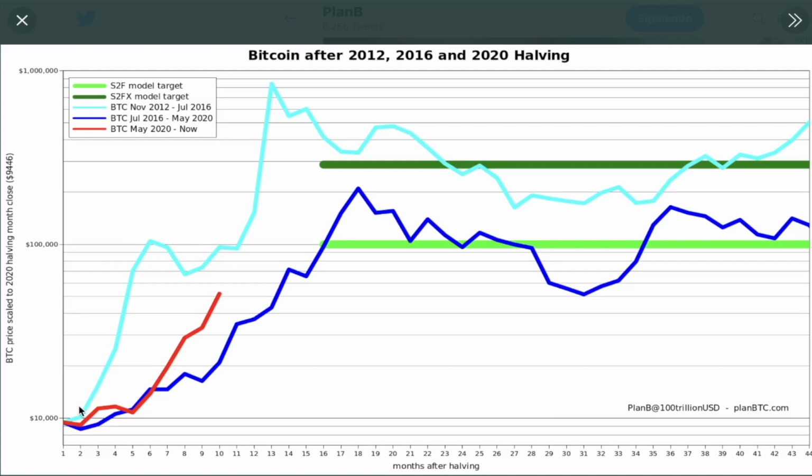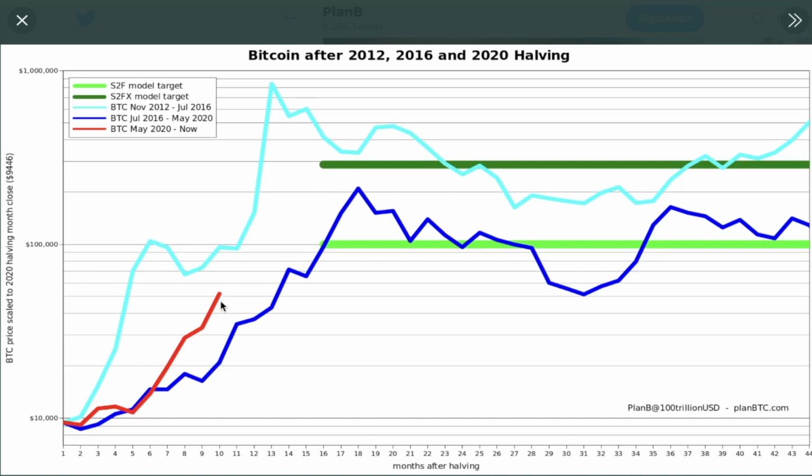So after the halving, we can see in the light blue the 2013 and 2014 performance of the Bitcoin price. And in the dark blue, we can see the 2017 performance after the 2016 halving. Now we've had the 2020 halving in May. We can see the Bitcoin performance here in the red in the last few months, which is very similar. It is in between both of them. He is expecting by the end of 2021, which would be around this area here, for the Bitcoin price to arrive to $100,000, which would be the light green, or $228,000, which would be the dark green.